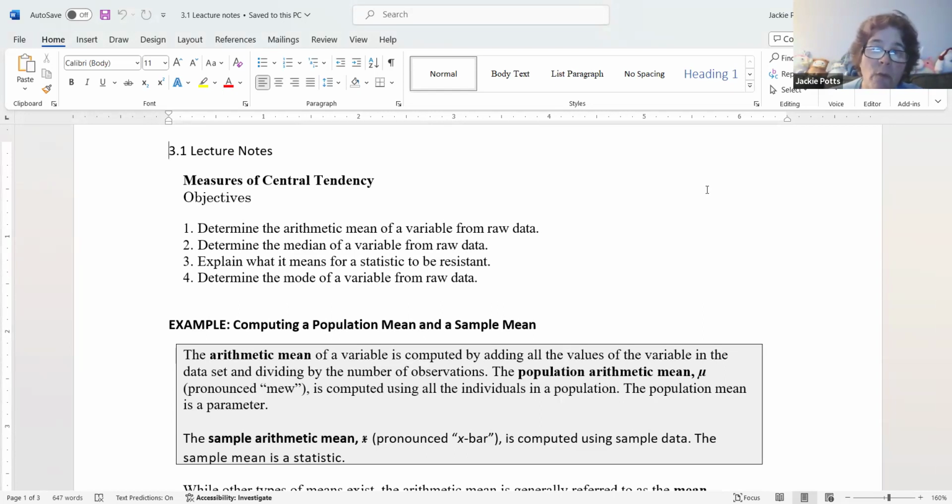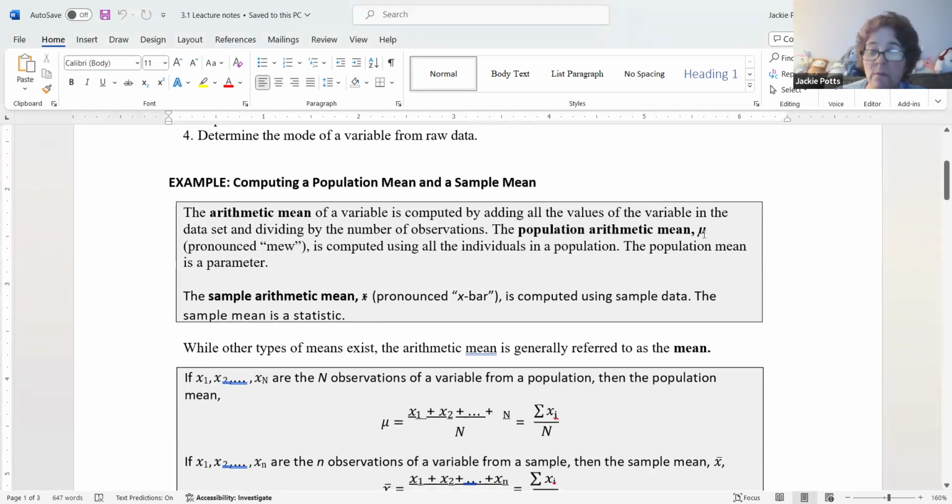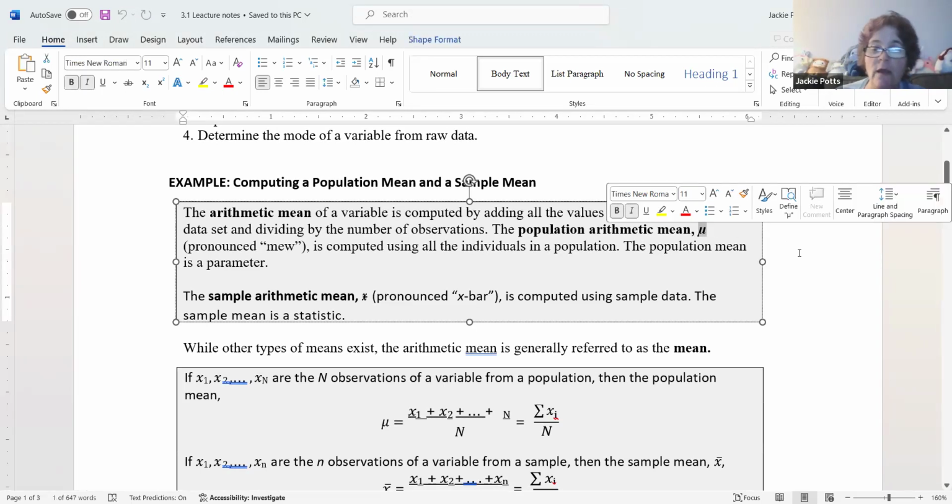One, we have the arithmetic or mathematical average, which we call the mean. Now, the mean, we have a population mean, and we have a sample mean. Please note the different symbols. This is a Greek letter mu. It is pronounced mu. If you're a Pokemon player, it's one of the Pokemons.